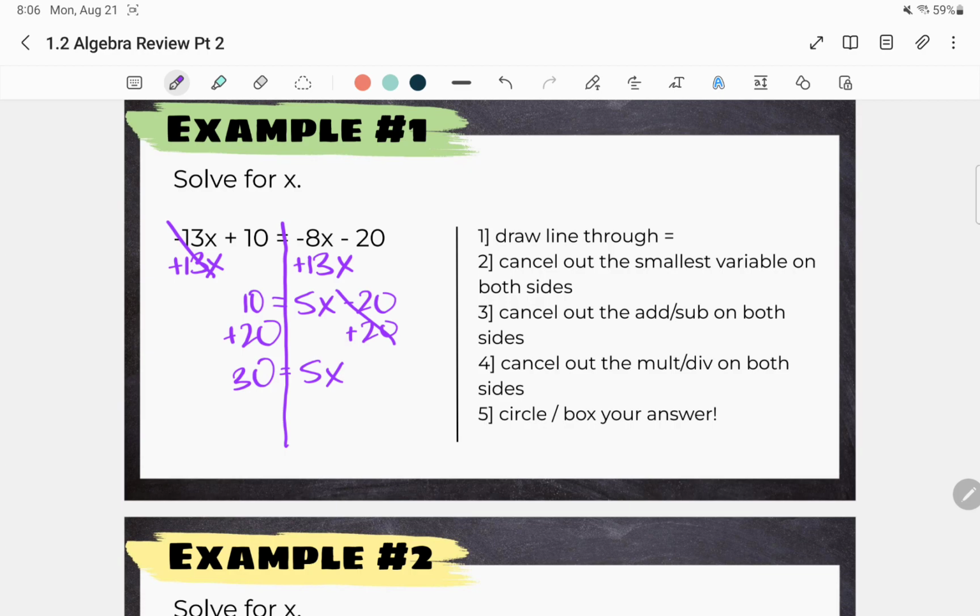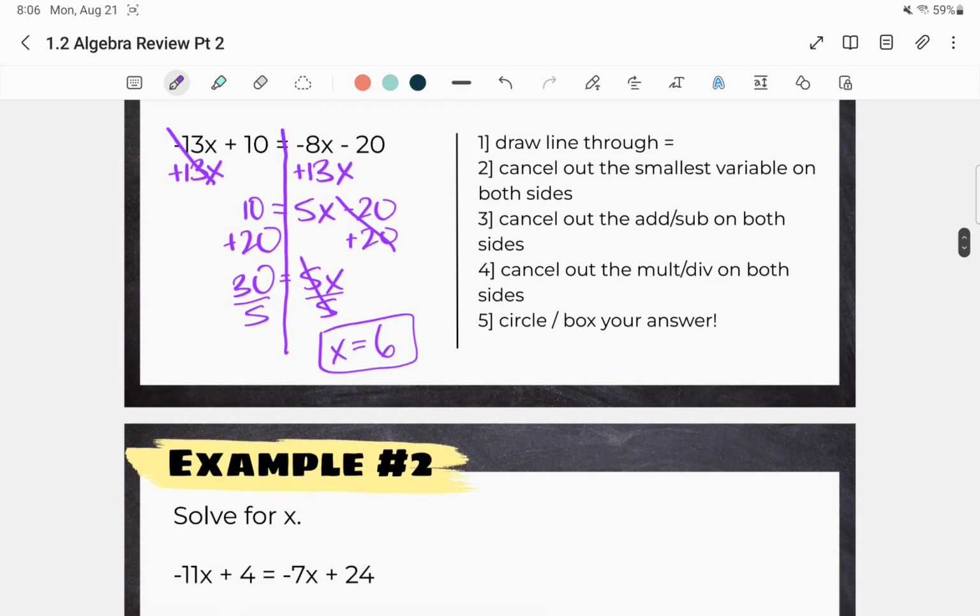And now my last step here is to cancel out the multiplication or division. This is saying 30 is equal to 5 times x. So what's the opposite of times 5? That would be divide by 5. I'm going to do it to both sides. Cross those out, and x is equal to 30 divided by 5, which is 6. So it's the same as before. I'm still trying to get x by itself by doing the opposite to both sides until I get just x is equal to a number.